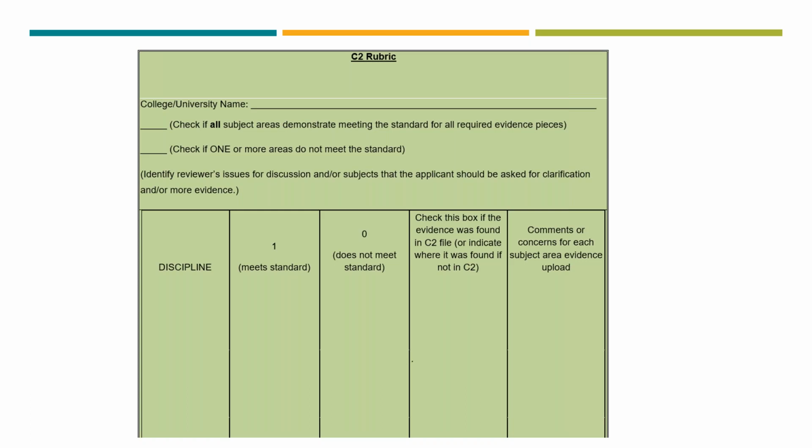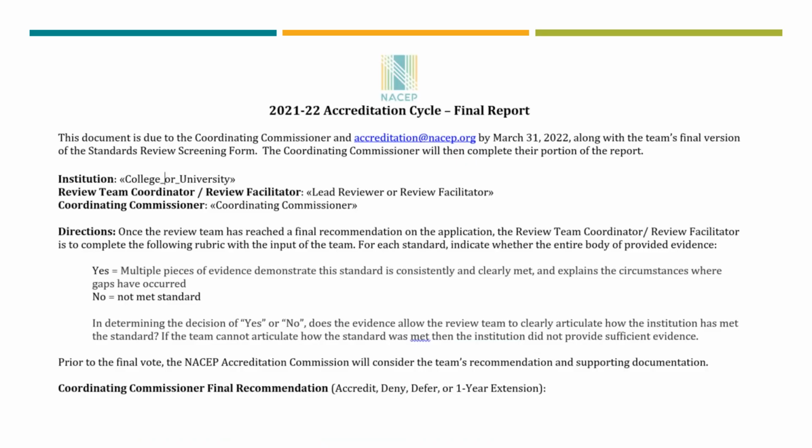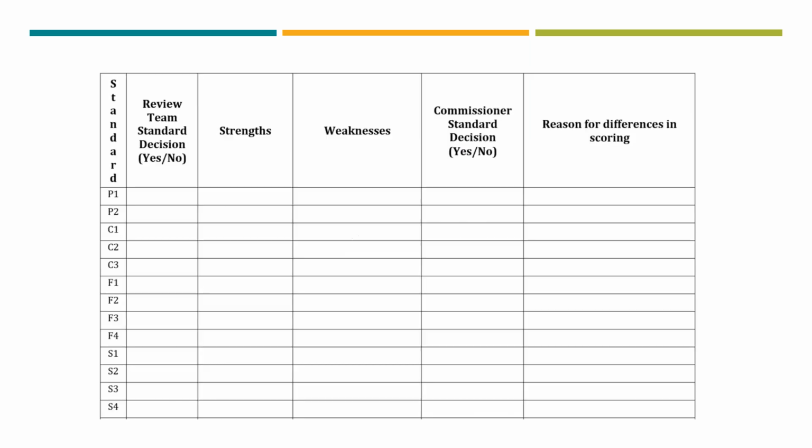In addition to that, you'll be completing a final report. The final report is specifically very important for the coordinating commissioner, to help the commissioner advocate for the program at the time of the commission vote, which will happen in spring of 2022. Within this document, you will definitely be outlining for each one of the standards: does the application meet the standard, yes or no? Any strengths or weaknesses that you have identified as your review team?